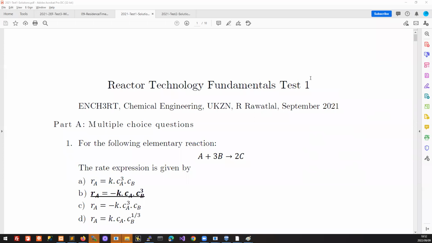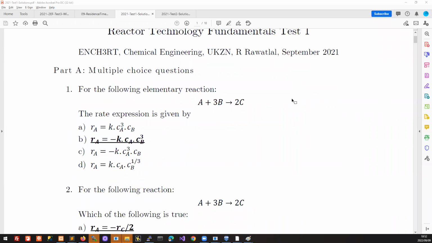Okay. So here in this test, the first problem, we are given an elementary reaction. The rate expression is, of course, the concentration of each of the species raised to the stoichiometric coefficient. So this is k CA times CB cubed. So clearly it's that one.